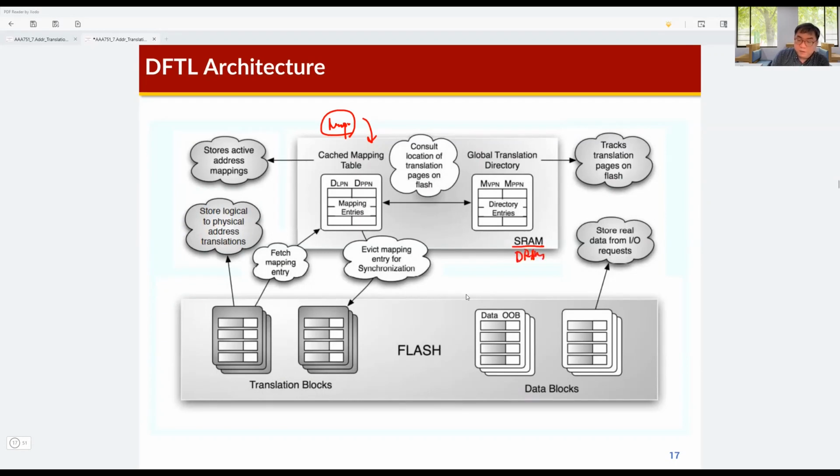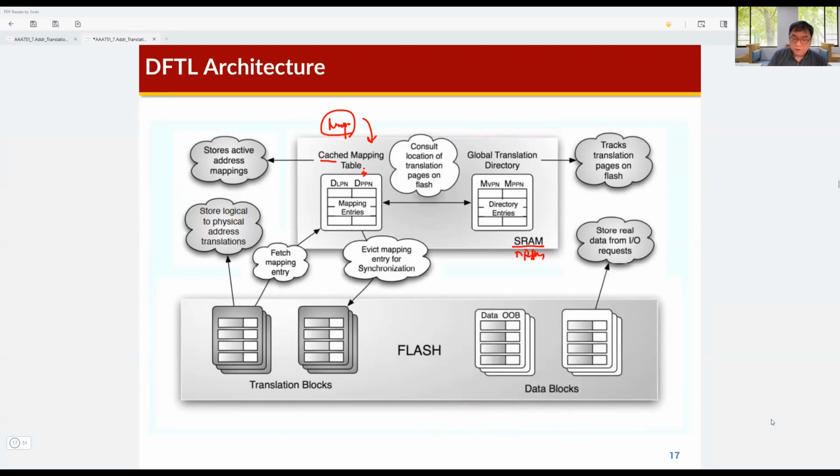But this address mapping table is the cached mapping table. That means that the entire mapping information cannot be stored in the DRAM because the DRAM size is small. So actually, DFTL stores part of the mapping information in the cached mapping table. Okay, and then the other mapping information is here.